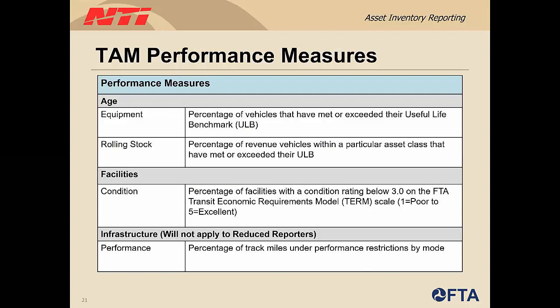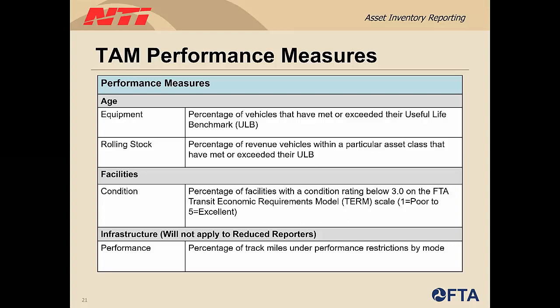Next, we will review the performance measures for each asset type and how this is calculated on the A90 form. The performance measure for rolling stock, or revenue vehicle inventory, and the equipment section, or service vehicle inventory, are based on the same measure: the percentage of vehicles that have met or exceeded their useful life benchmark.